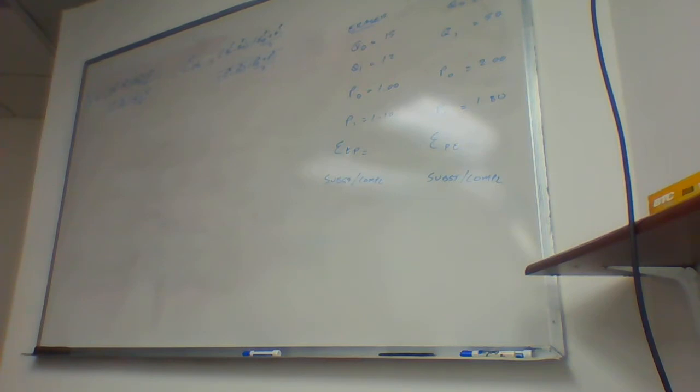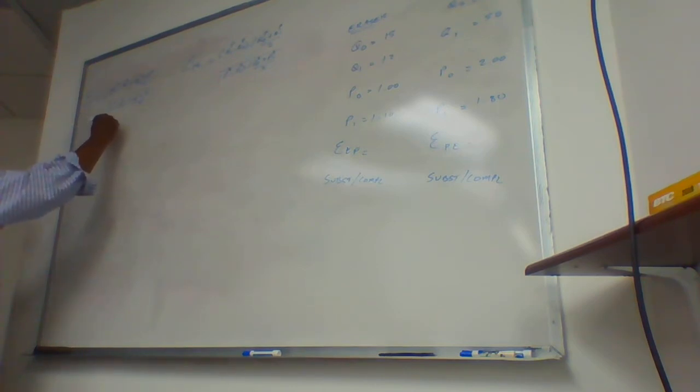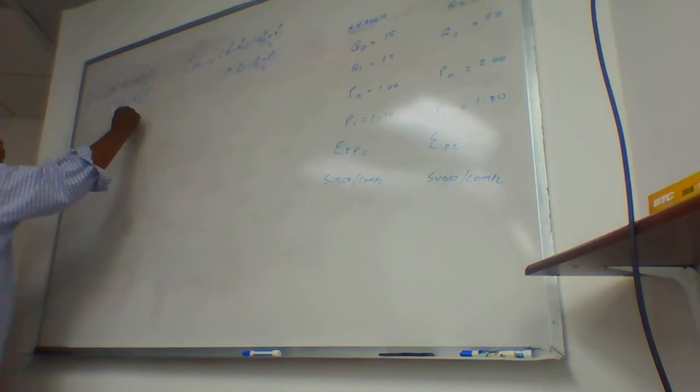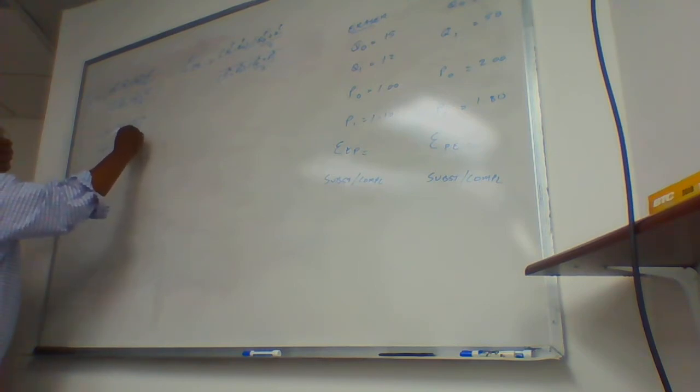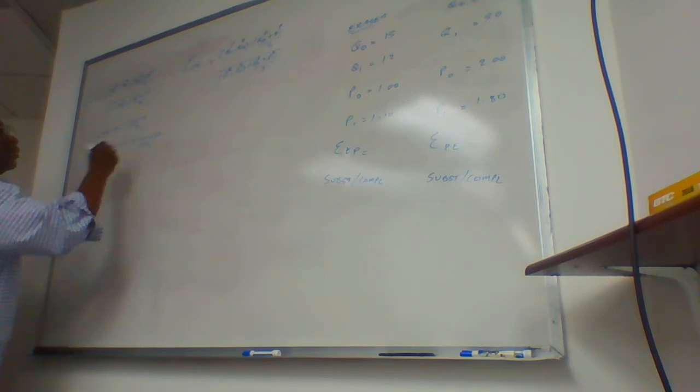Yes, let's do this. On the eraser quantity, Q1 minus Q0 is 12 minus 15, divided by 15 plus 12 over 2. And the price of pencils: $1.80 minus $2, divided by $2 plus $1.80 over 2.